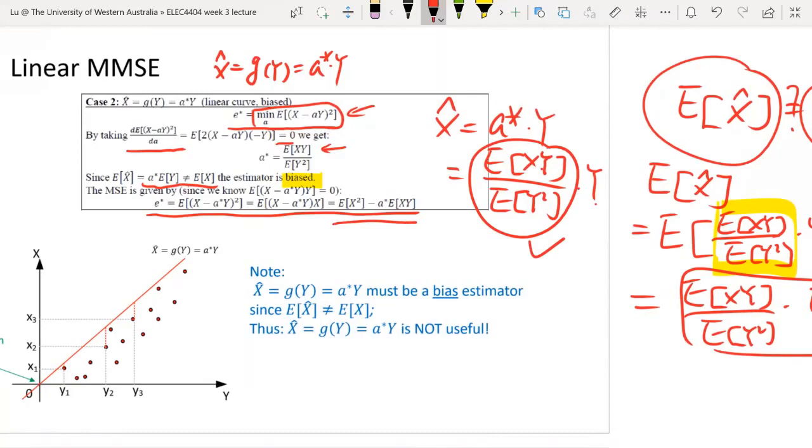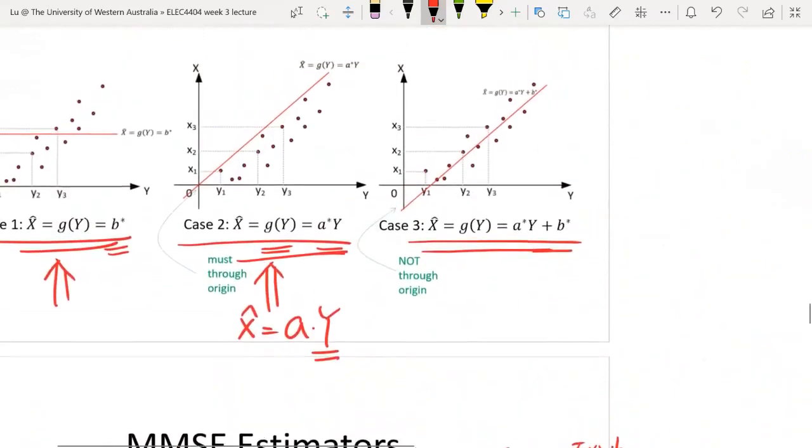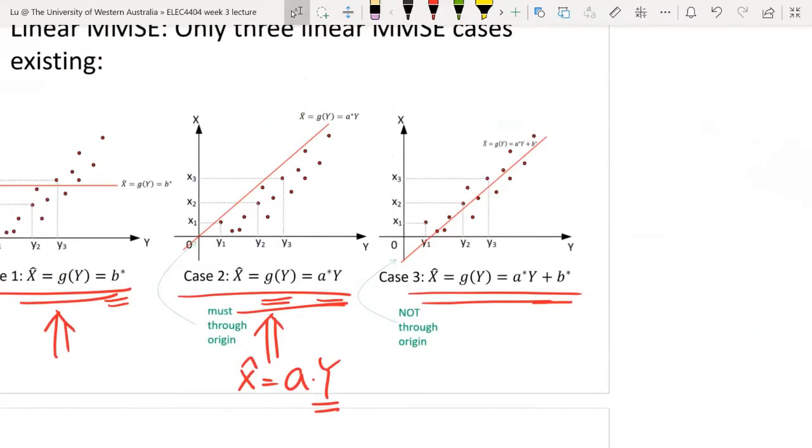But even though you reach this result, this estimator is still not good because its expression is not equal to the expression of the original variable. So, summarizing, if X equals aY, it must be a biased estimator, and this estimator is not very useful in the real world. Now, out of all three linear minimum mean square estimators, we have already examined two.